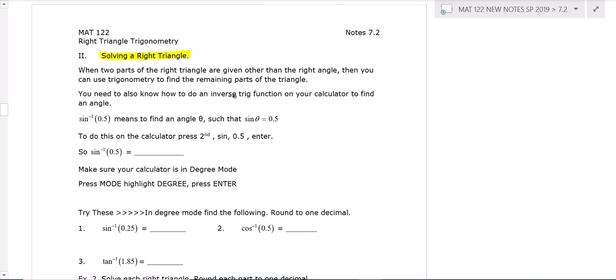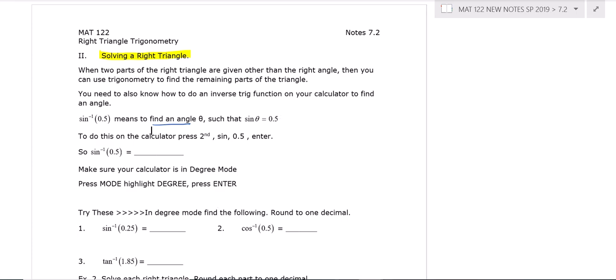You need to know how to do an inverse trig function on your calculator to find an angle. So if you see sine inverse, that -1 power is how you write what we call the inverse of the sine. That is not saying the sine to the -1 power. That's just representing what an inverse is. If you took college algebra, you would have learned something about inverses, and they're kind of important. So sine inverse of 0.5 means that you find an angle such that sine of theta equals 0.5. So you're looking for the angle that would give you a sine ratio of 0.5.